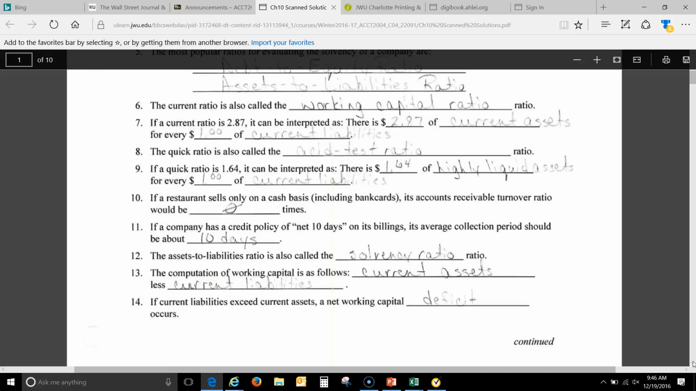Let me ask you a question. Let's take that one step further. If the credit policy was net 10 days and our average collection period ended up being more like 30 days, what should we do? Well, think about it. If our invoices say net 10, but our collection period is more like 30 days, what's happening?